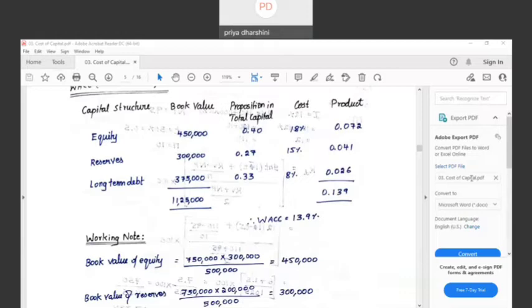Right. So given the market value, I am finding the proportion in total capital into the cost, which will give me the product. The total of product will give me the weighted average cost of capital. Is this sum understood?